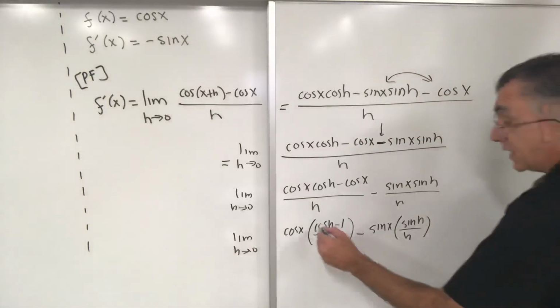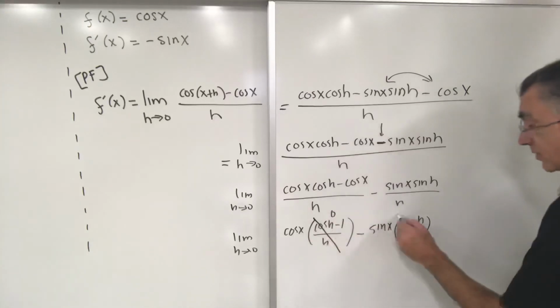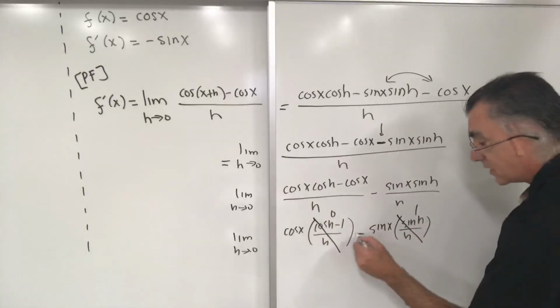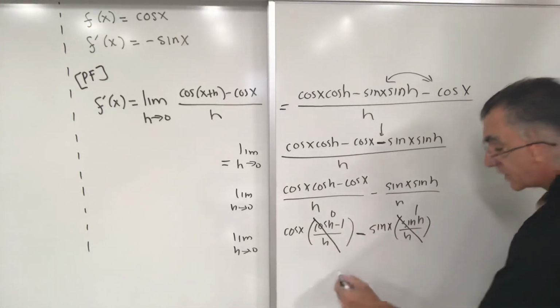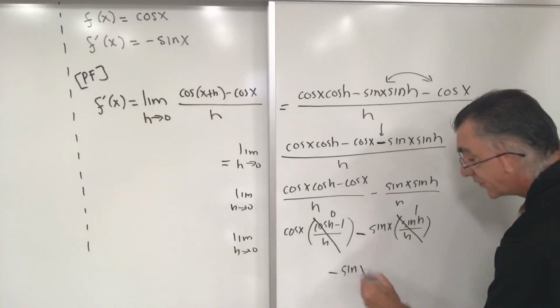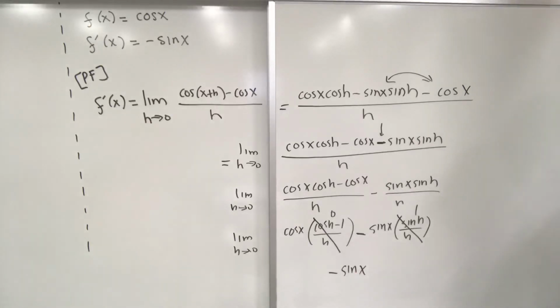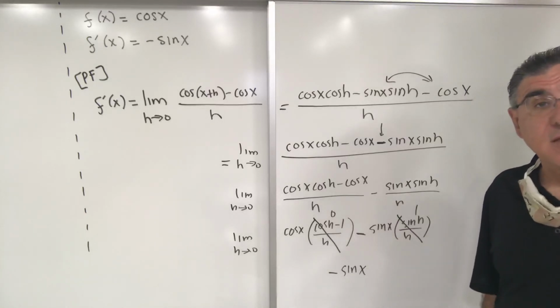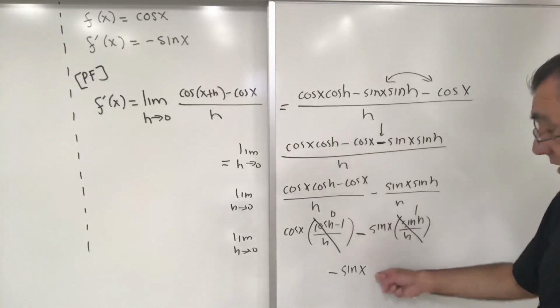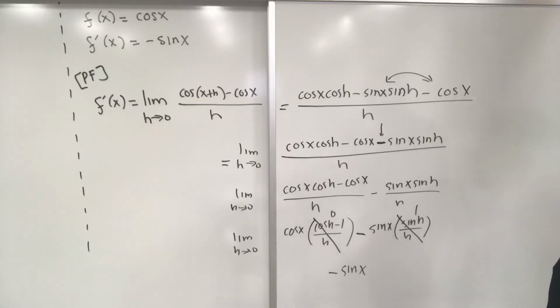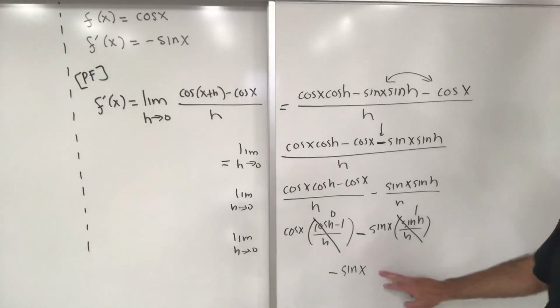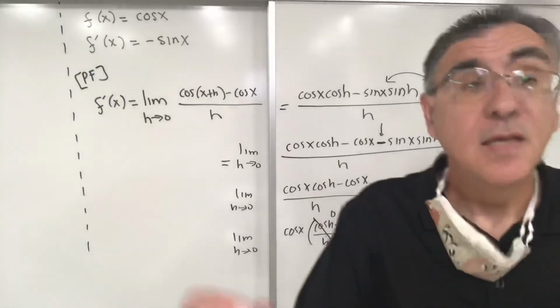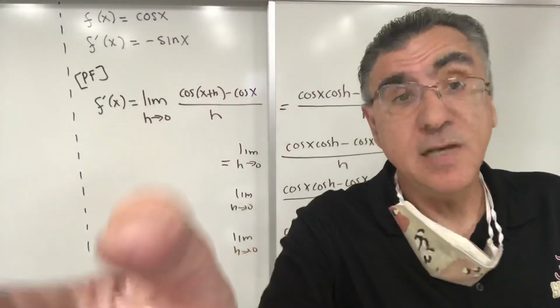And again, from yesterday, we know that's 0 and that's 1. And then, of course, 0 times anything is 0. Don't forget the negative. There it is. There's the derivative of cosine of x. So that's the derivative of sine and cosine. And in the next video, I'm going to do the last four.